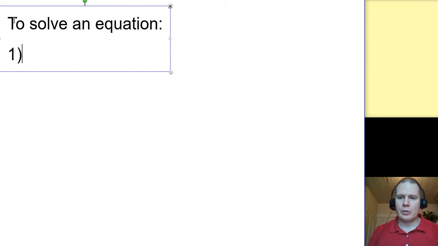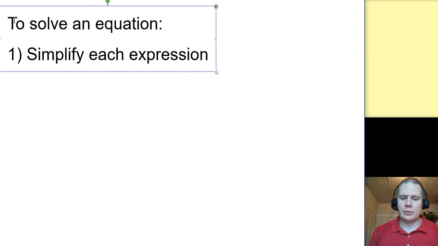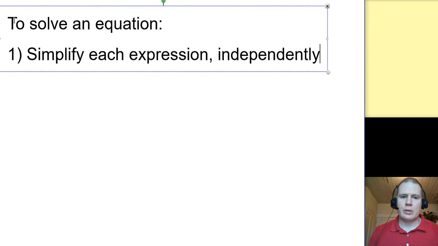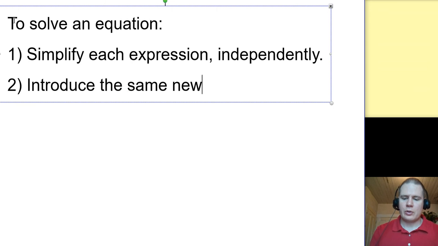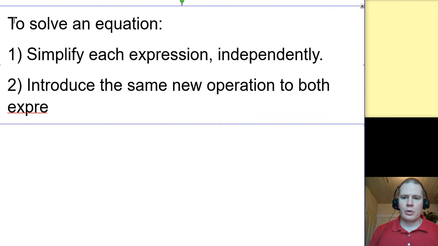you remember what they are? Step one, simplify. Simplify each expression independently. Once each side is as simplified as possible, then we can introduce the same new operation to both expressions.